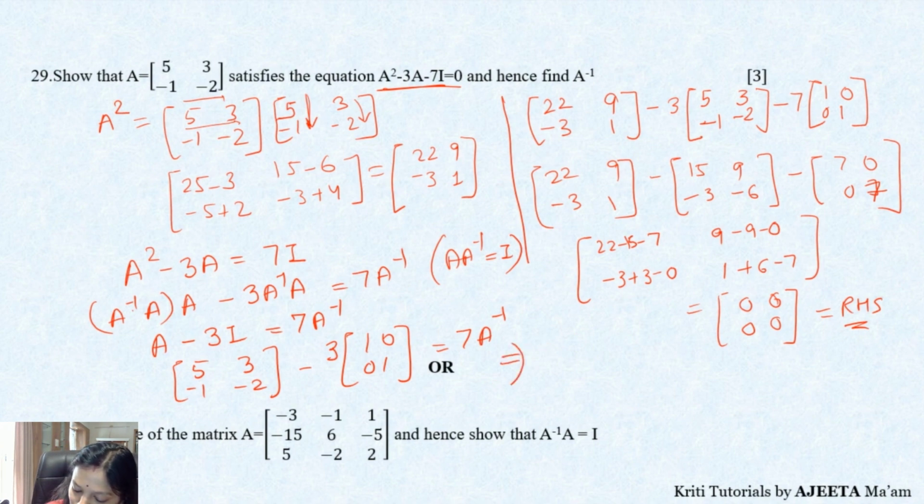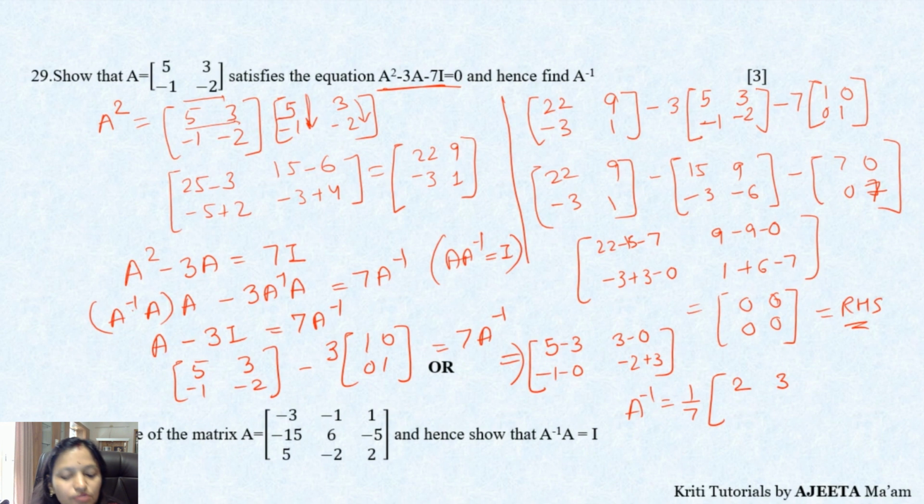Now let's move on. So what will you get? 5 minus 3, 3 minus 0, minus 1 minus 0, and minus 2 plus 3. And this is equal to 7 A inverse. So what will be the answer? So A inverse will be 1 by 7 times: 5 minus 3 is 2, 3 minus 0 is 3, minus 1, minus 1, and here what do we get? Here we get, okay, it's minus 3. Okay, so we get minus 5. So this is our final answer.